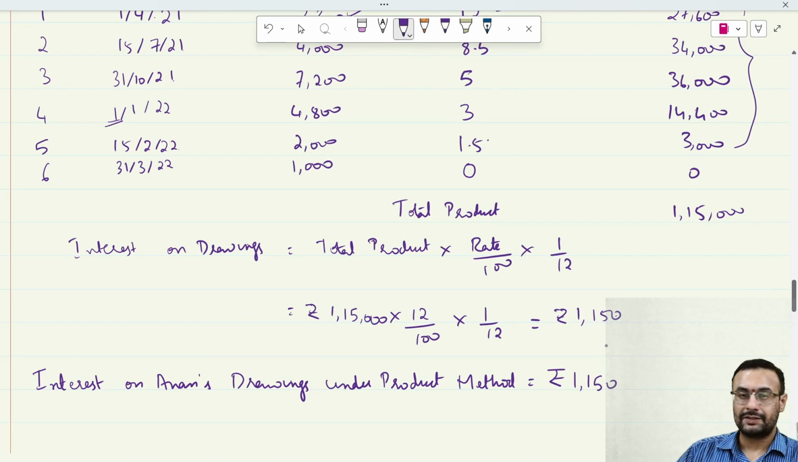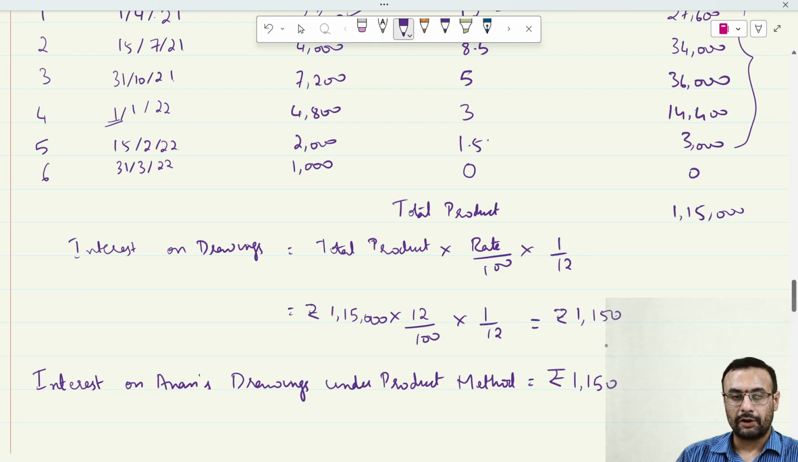You have seen this is very easy. What we'll have to do is we'll have to take the date of drawing, amount of drawing, number of outstanding months will be from the date of drawing to the year end. They would have given the year end. Then we'll have to multiply the amount of drawing with number of outstanding months. We'll get the product, and we'll have to total. We'll have to sum up the products.